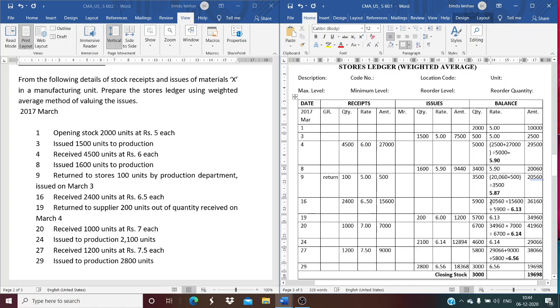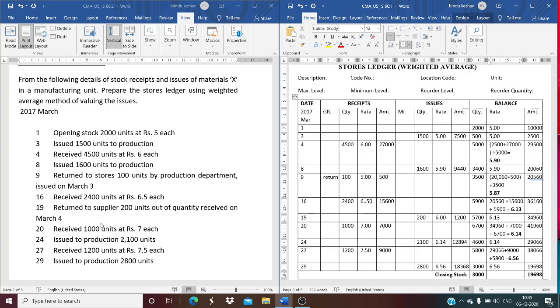So earlier it was 20,560 plus the recent purchases 15,600 divided by the quantity of materials 5,900, which is equal to 6.13, and the value is 36,160. That is 20,560 plus 15,600.